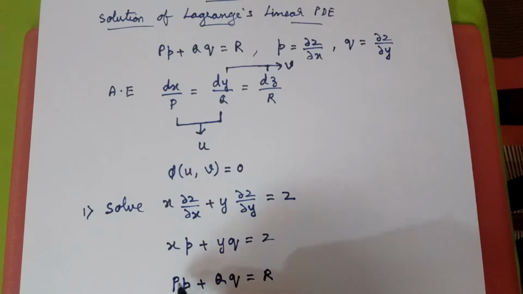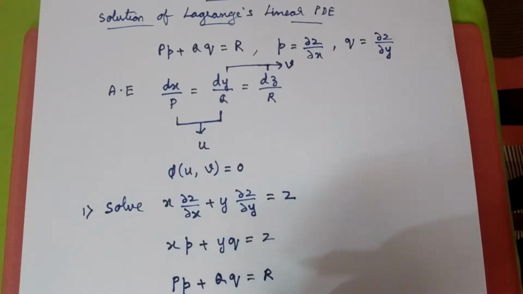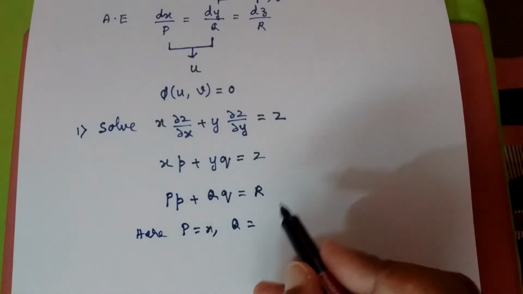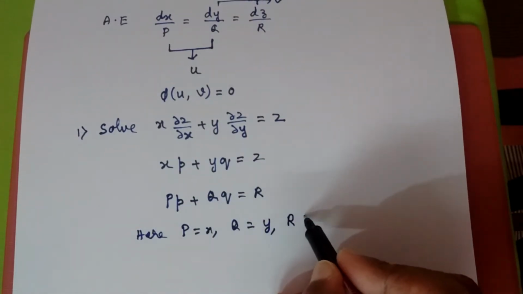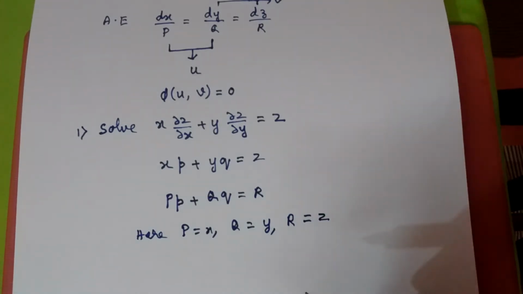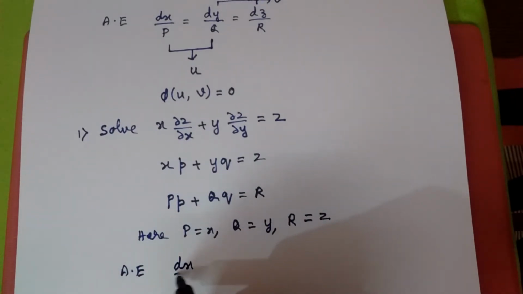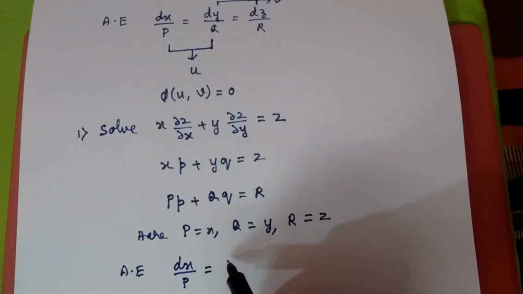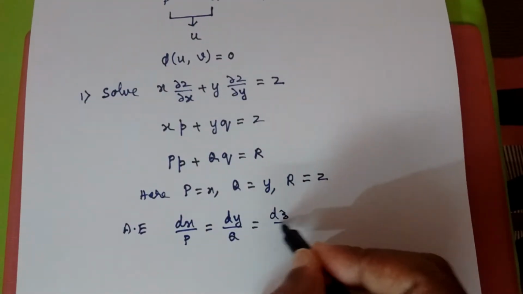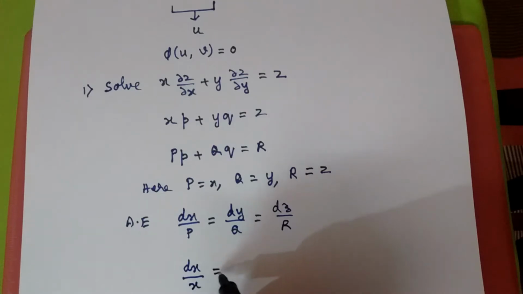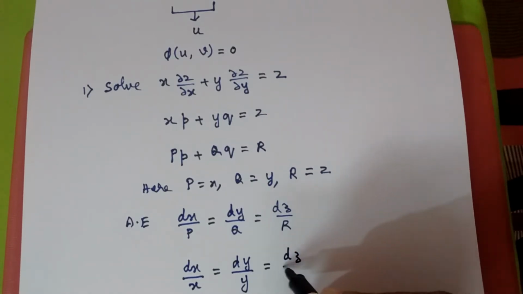Comparing, what is the value of capital P? It is x. The value of capital Q is y, and the right hand side, capital R, is z. We have got P, Q and R. Now let us consider the auxiliary equation dx by P is equal to dy by Q is equal to dz by R. Let us plug in these values: dx by x is equal to dy by y is equal to dz by z.